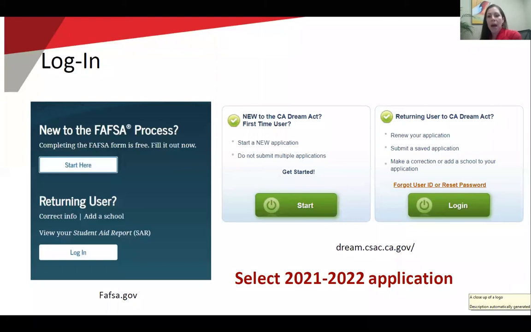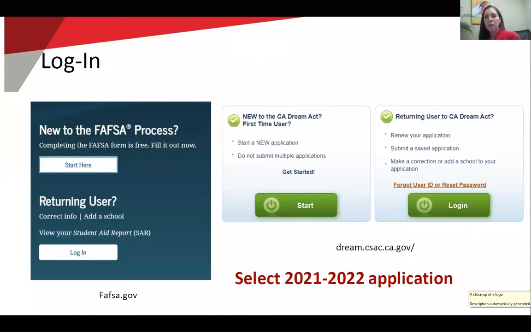If you forget your password, you will be prompted to enter your FSA ID username and date of birth. They're going to see what is on file, and you'll be sent a text or email, or you'll be answering your challenge questions to reset your password. If that doesn't work, again, the only people that can help you reset your password will be the U.S. Department of Education. Same number, 1-800-433-3243.